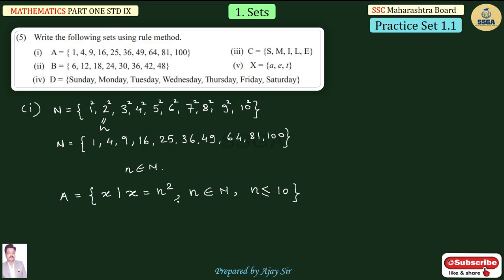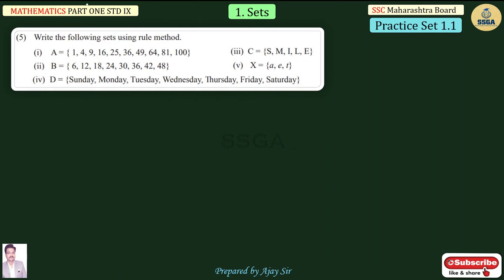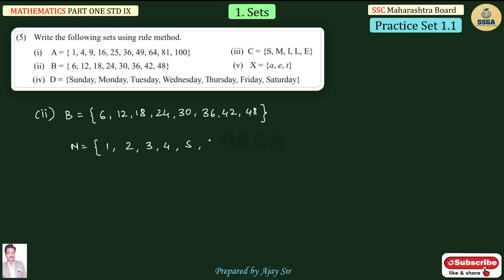Now next question. Now second, B. Again here, you have to observe this second B. So you have to identify what is the relation between all these elements. Suppose the set B is 6, 12, 18, 24, 30, 36, 42. First you have to start from natural number. Suppose if you take natural numbers 1, 2, 3, 4, 5, 6, 7 and 8, if you multiply each number, this is converted into 6.